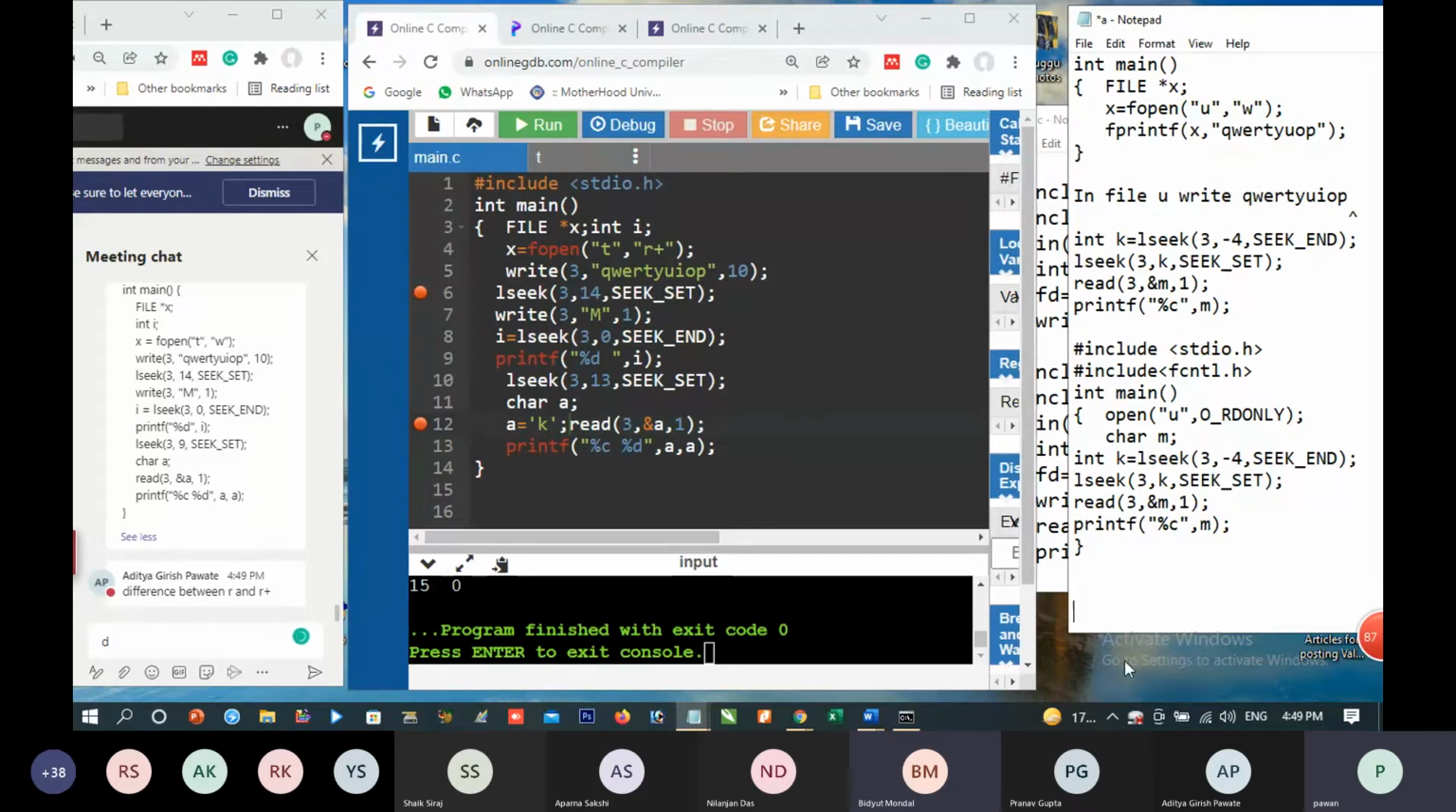At the low level, R means operation read only, W means operation write only, and R plus means operation read write both. Is it correct? Yes. Any more doubt?